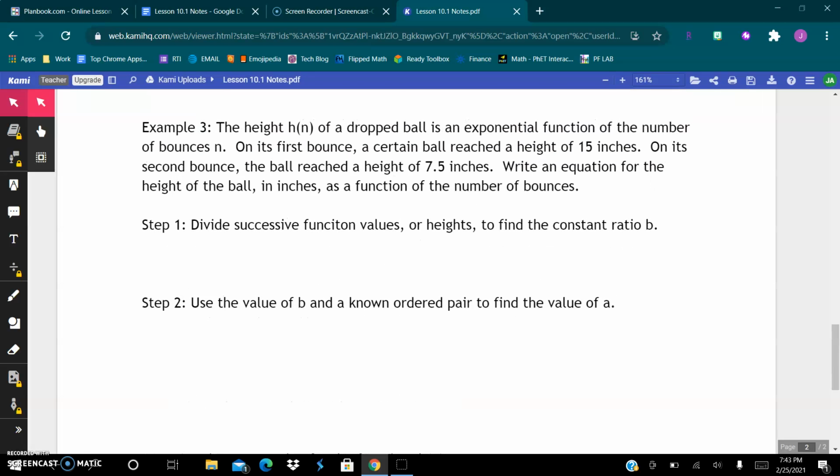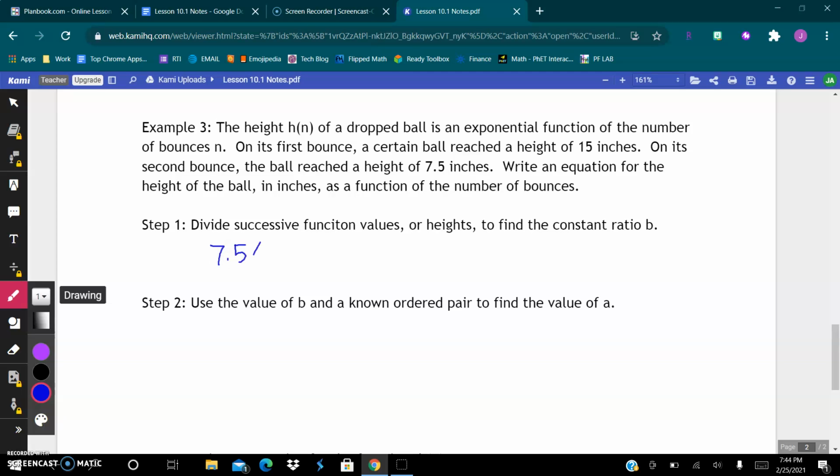So example 3, the height, h of n, of a ball dropped is an exponential function of the number of bounces n. On its first bounce, a certain ball reached a height of 15 inches. On its second bounce, the ball reached a height of 7.5 inches. Write an equation for the height of the ball in inches as a function of the number of bounces. So step 1, divide the successive function values or heights to find the constant ratio of b. So we are going to take the second bounce, which is 7.5, and divide it by 15. And when I do that, I get 0.5 or 1/2.